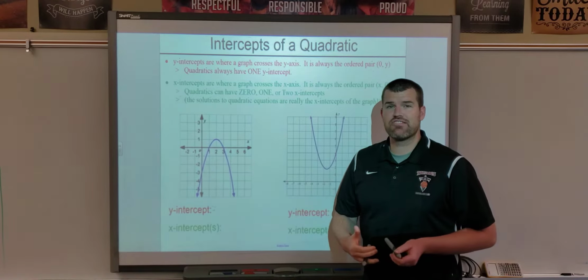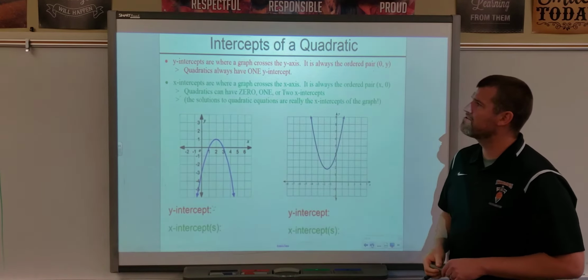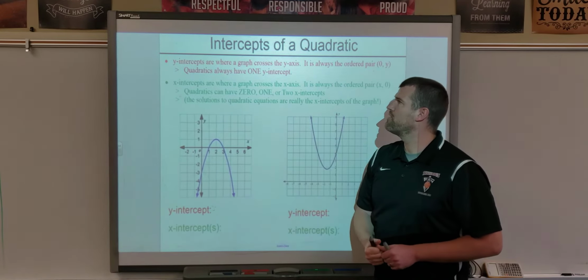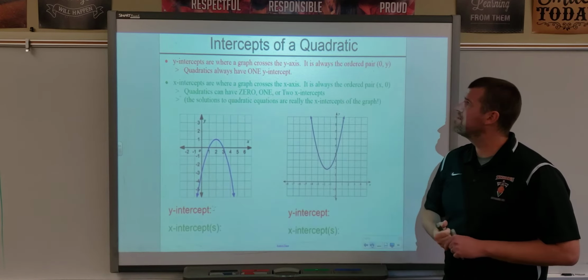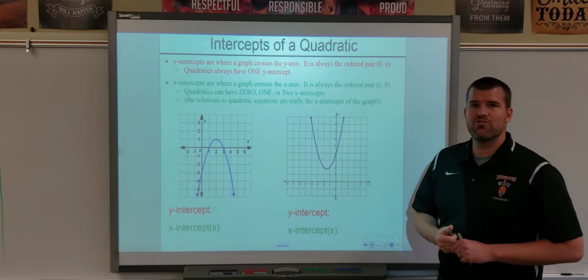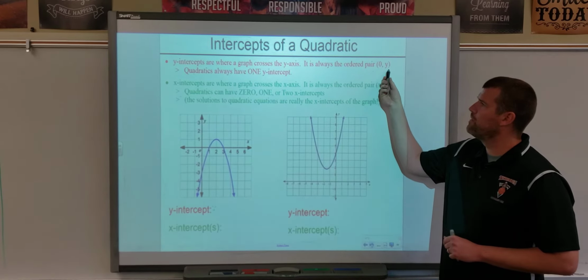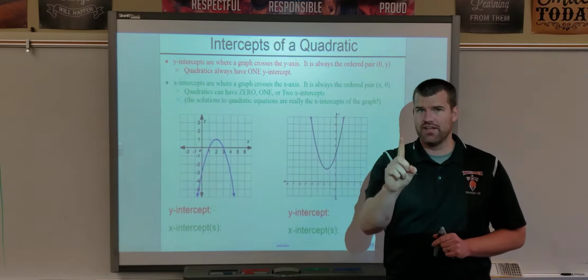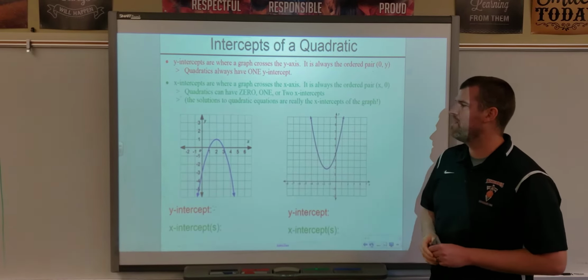Parabolas will have intercepts. We can have x-intercepts and y-intercepts. Y-intercepts are where a graph crosses the y-axis. We always write it out as the ordered pair 0, y. And quadratic equations will always have one y-intercept. It will always have a y-intercept.